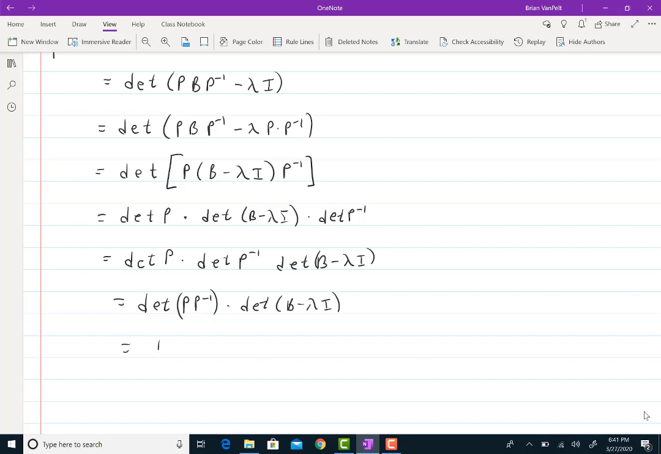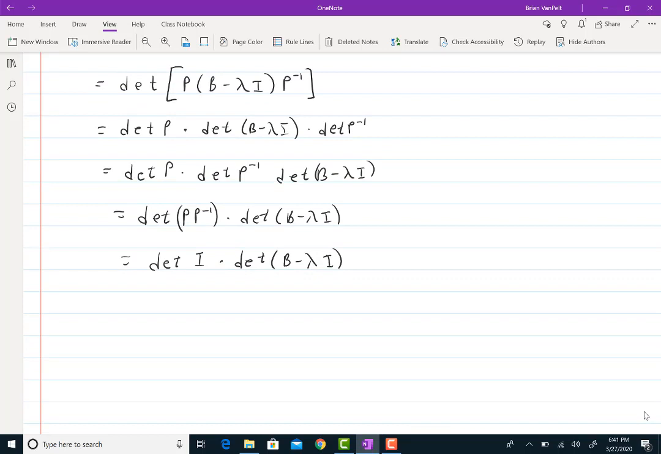PP inverse is just I, so that's the determinant of I times the determinant of B minus lambda I. Of course, the determinant of I is just equal to 1. I'm being very specific. I'm writing all the details just in case you have to look at this later on and need some help. And of course, all of this is just the determinant of B minus lambda I.